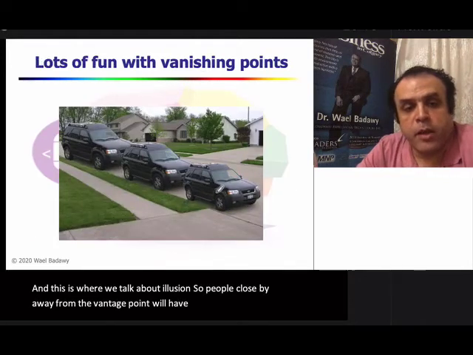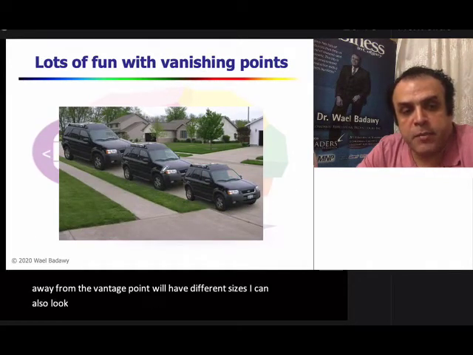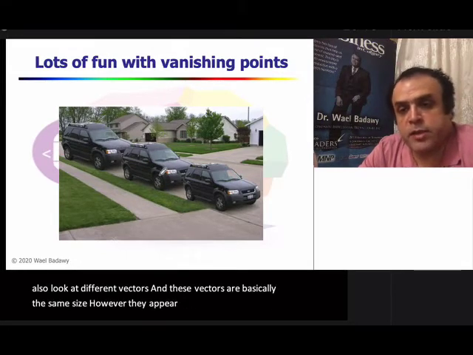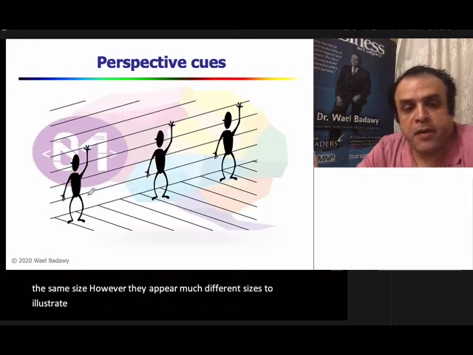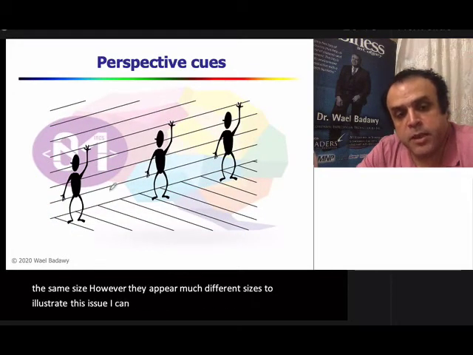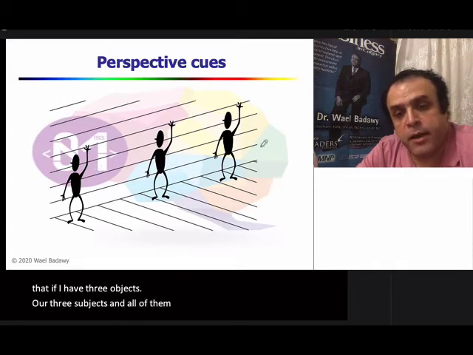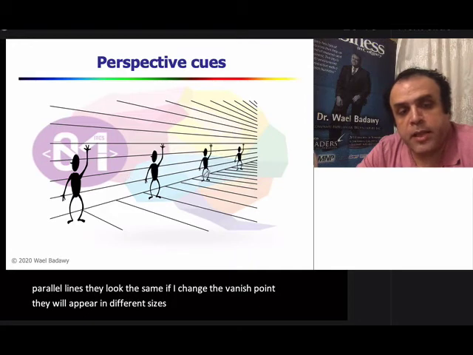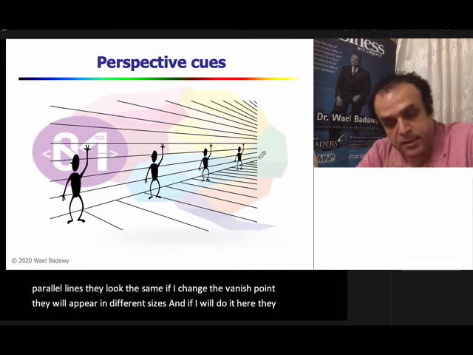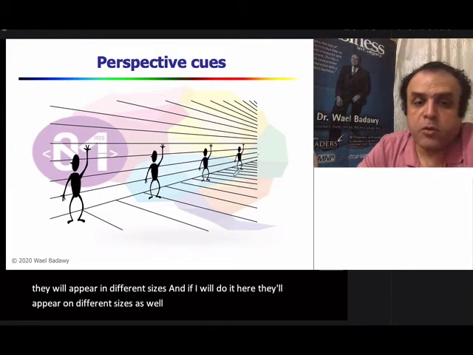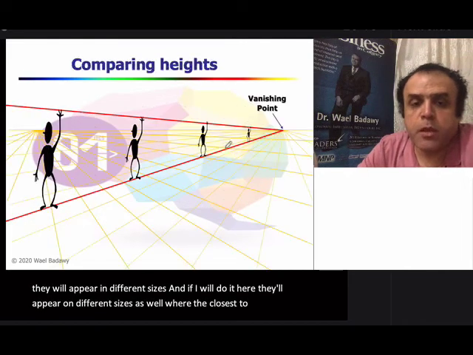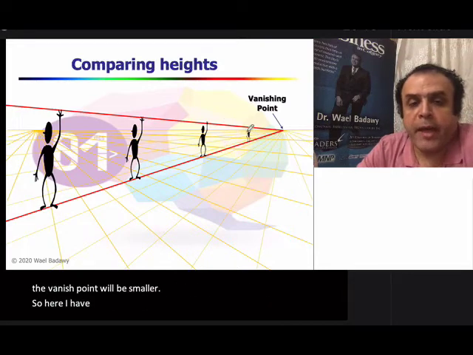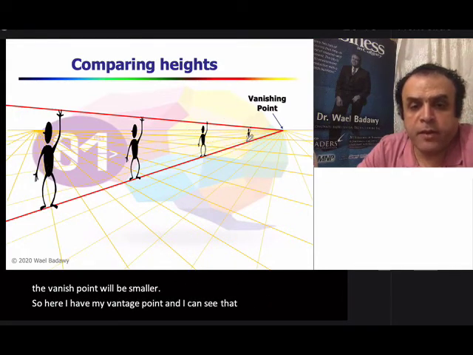I can also look at different vehicles, and these vehicles are basically the same size, however they appear as much different sizes. To illustrate this issue, I can show you here that if I have 3 objects or 3 subjects, and all of them are mapping to specific parallel lines, they look the same. If I change the vanish point, they will appear in different sizes, and if I do it here, they will appear in different sizes as well, where the closest to the vanish point will be smaller. So here I have my vanish point, and I can see that the same object will have different sizes.